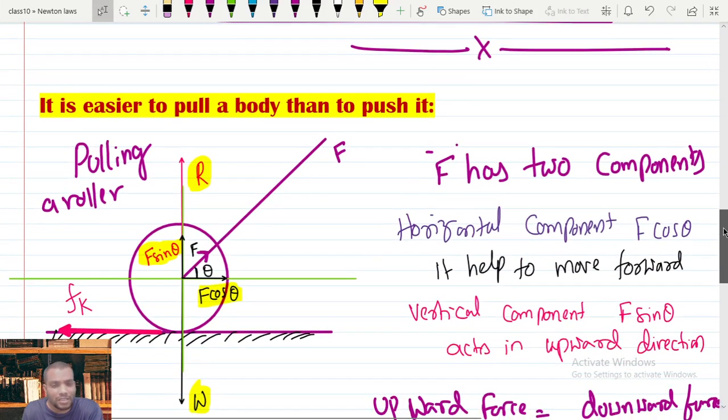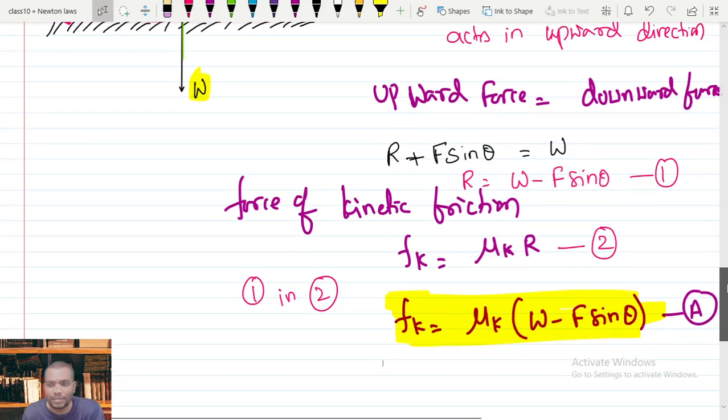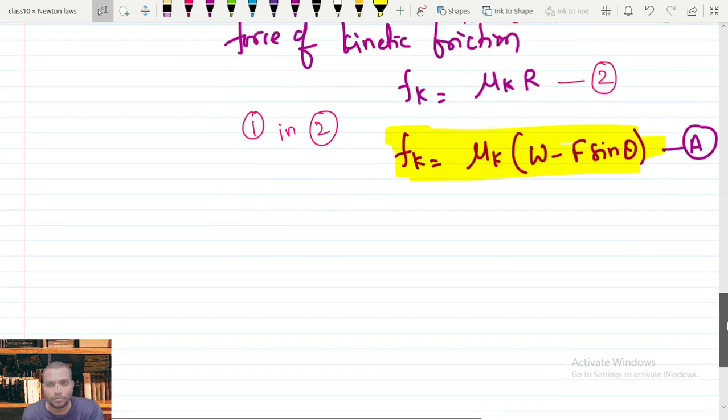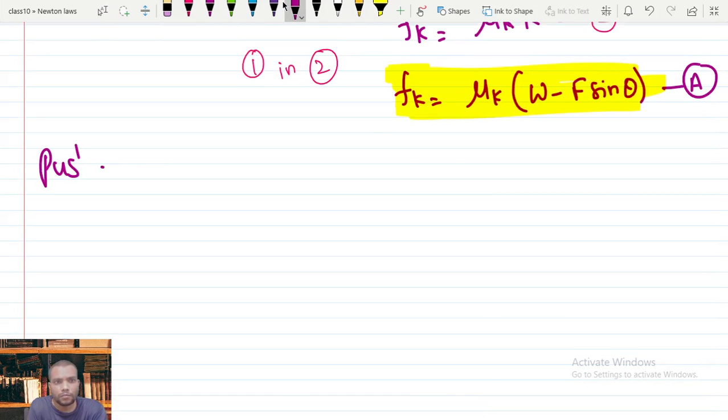Because the friction force only tells us which action is easier. If the friction force is less, then that action is easier. So finally I got the friction force which acts in pulling a roller. Now let me take another case, for pushing a roller.